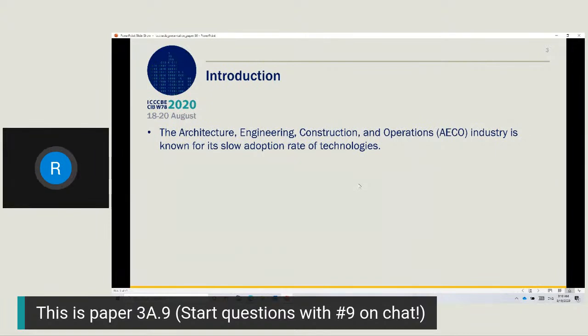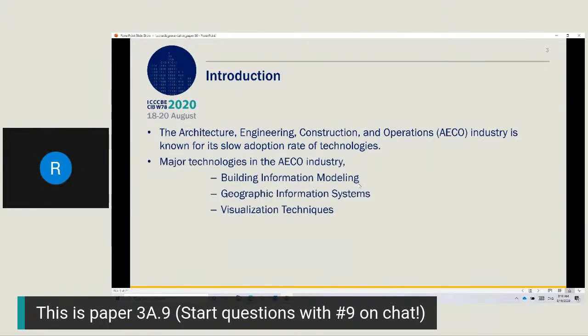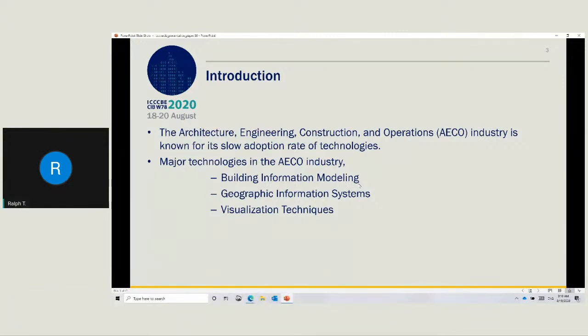We all know that the architecture, engineering, construction, and operations industry is known for its slow adoption rate of technologies. We've seen a lot of technologies recently being used in the construction industry, mainly building information modeling, GIS, and different visualization techniques, starting from 3D models on computer monitors all the way to virtual reality, augmented reality, and mixed reality.